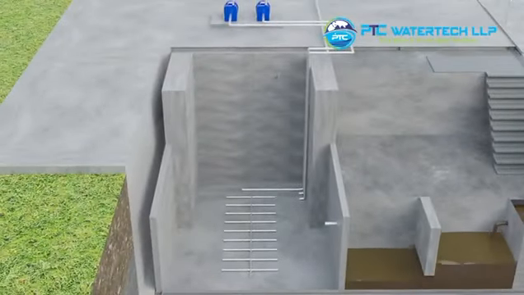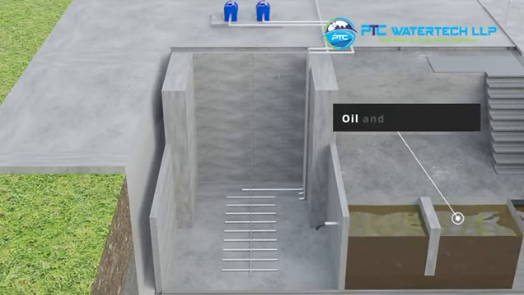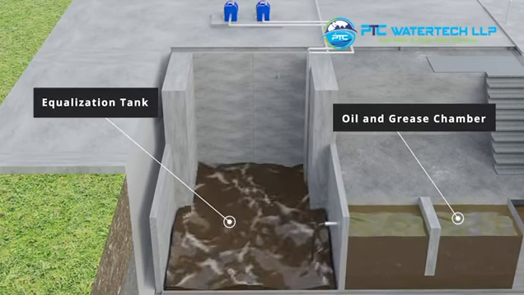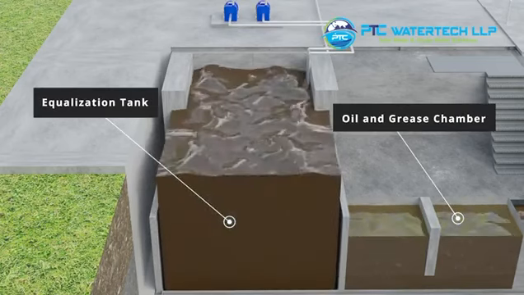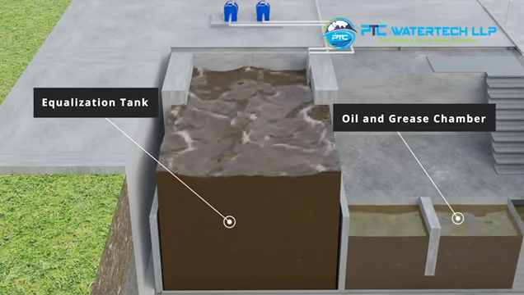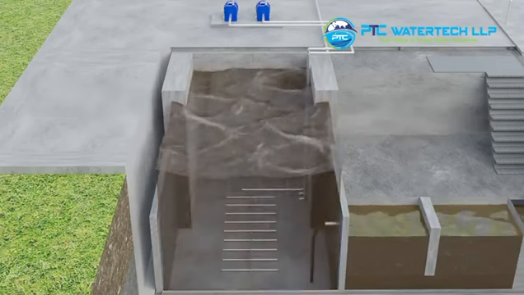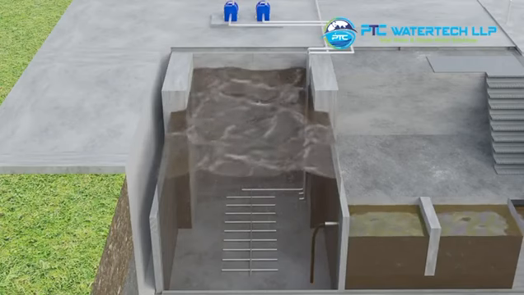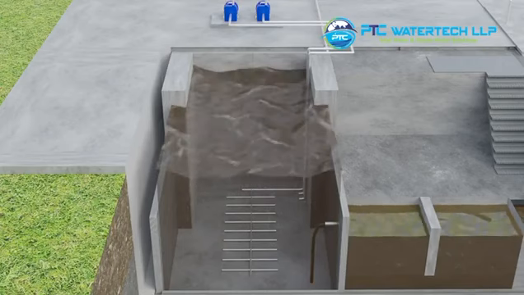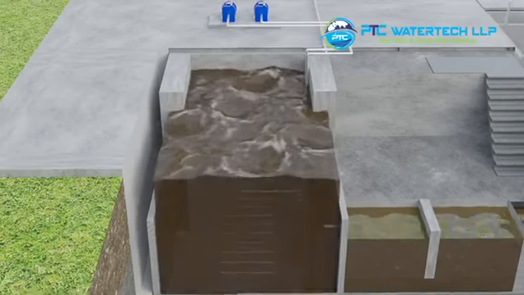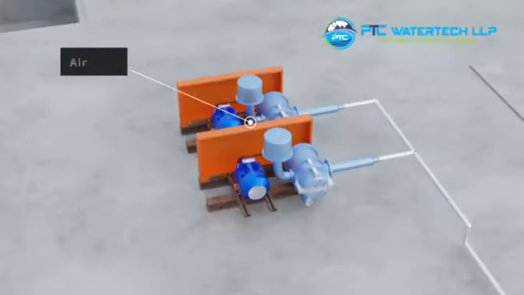Then the effluent will enter into the equalization tank through an oil and grease chamber, where the uniform flow at the downstream treatment process is provided. This will avoid shock loading and process upsets of the treatment plant. To avoid settling of suspended solids in this tank, a continuous air agitation is provided with the help of an air blower.